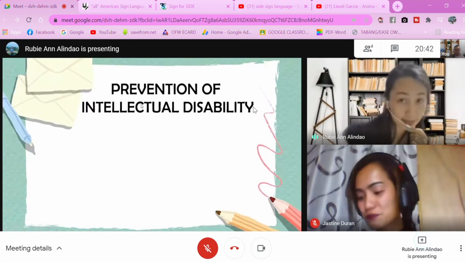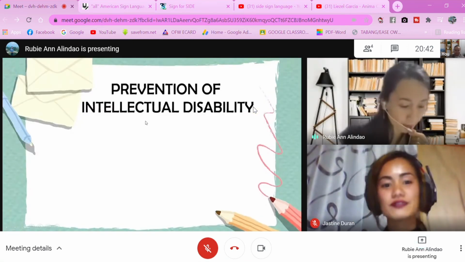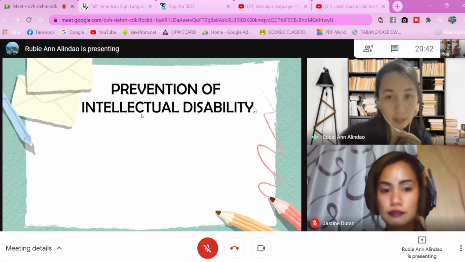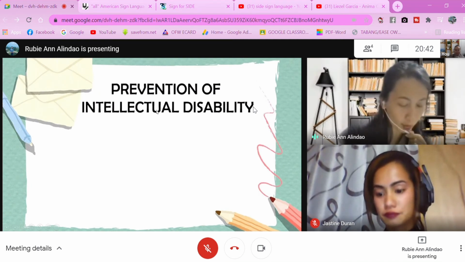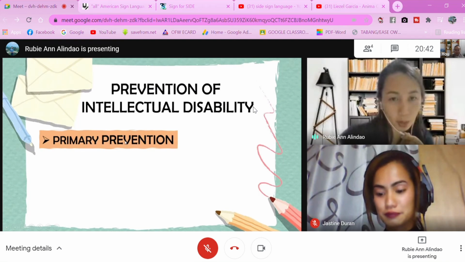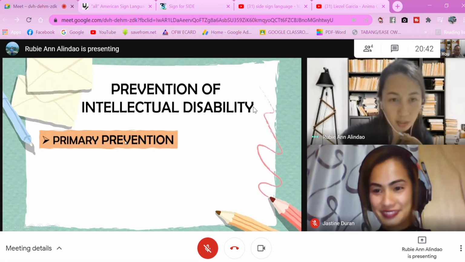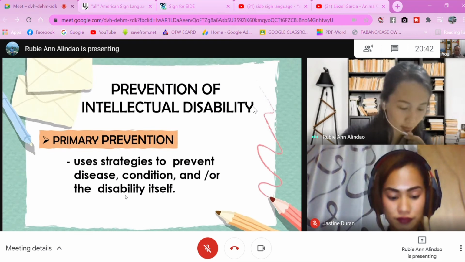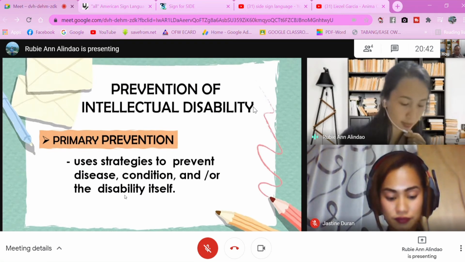Okay, so it says that prevention is better than cure. So here are the preventions of intellectual disability. So we have here three. First, we have the primary prevention. So it uses strategies to prevent disease, condition, and or the disability. So it aims to eliminate factors leading to ID or intellectual disability or reducing its incidence.